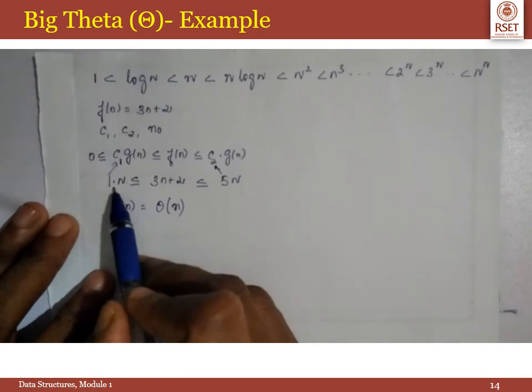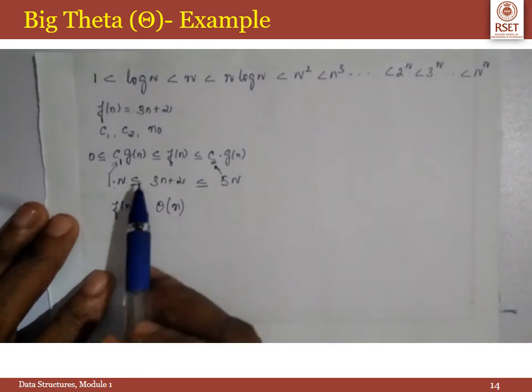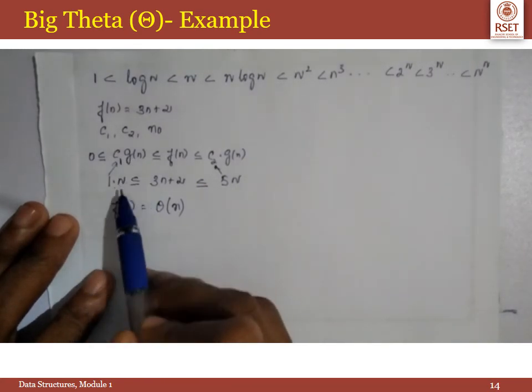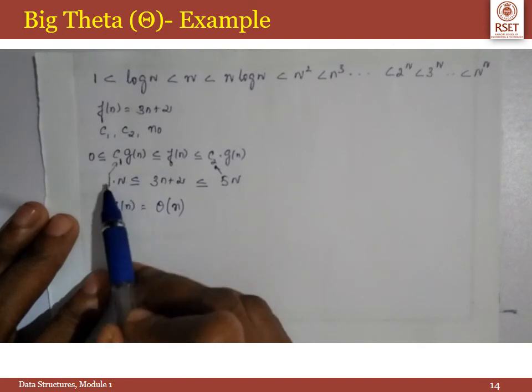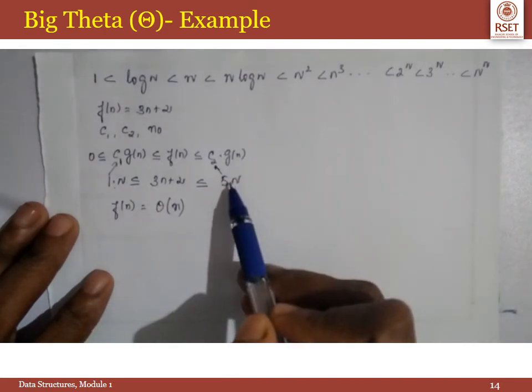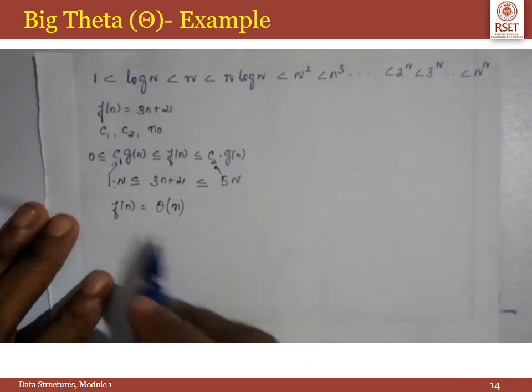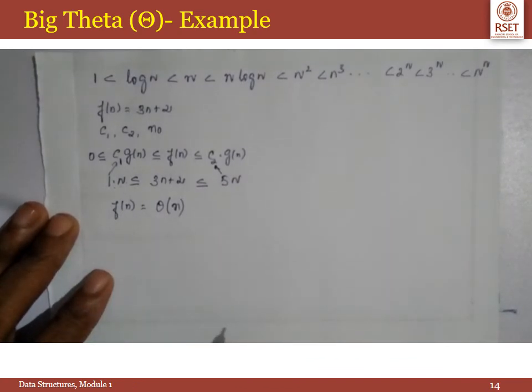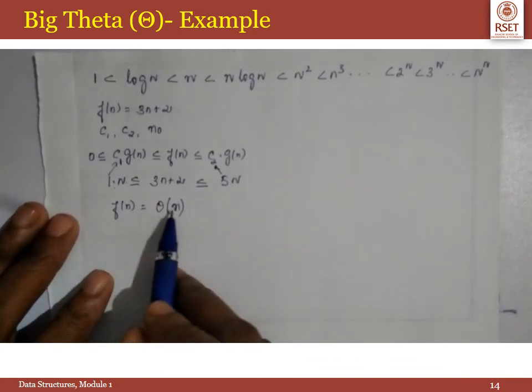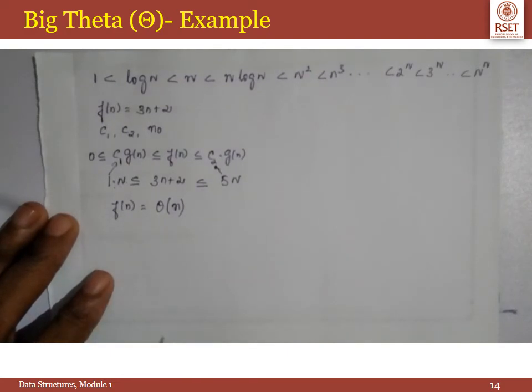Okay, the g of n function here is n. So for the function g of n equal to n, with c1 equal to 1 and c2 equal to 5, I can write this. So my function f of n can be written as theta of n.